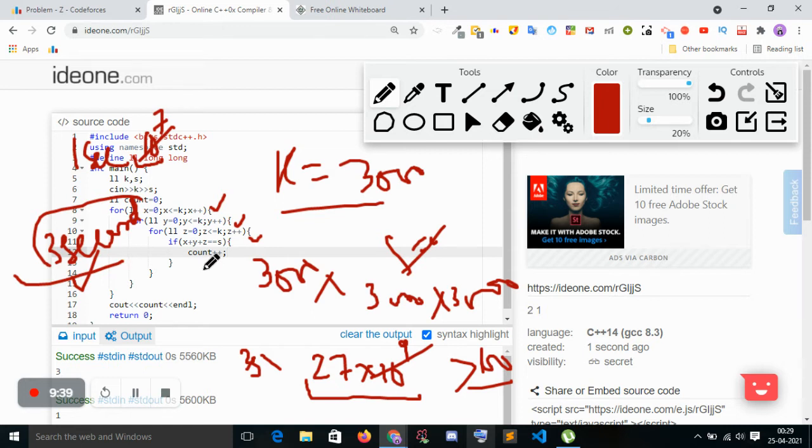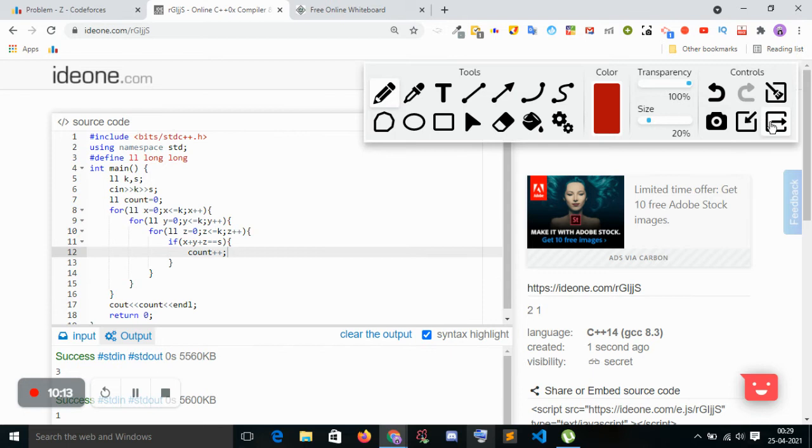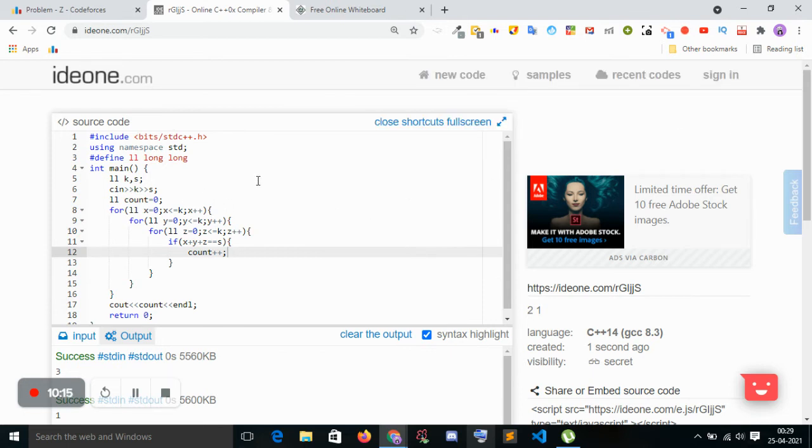So can we make the program with one loop less? If I remove one loop, can we make this program using two loops? Then I can reduce the operations by 3000 times, so it will become 9 into 10 to the power 6 operations. Right now that is inside the 1 second condition, so it will get accepted. Let's try to reduce this.